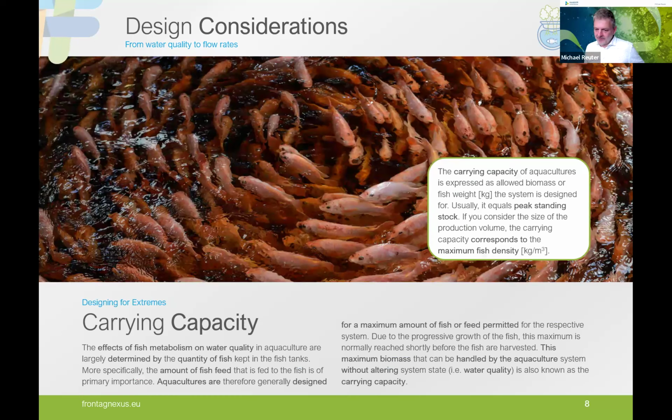One of the main characteristics of an aquaculture system is the so-called carrying capacity. This is the maximal biomass that can be supported by the system. Normally this is expressed in kilograms for the total system. And if we consider the production volume of the system, we can break this down into a kilogram per cubic meter value. And this normally corresponds to the maximum fish density that the system will be able to carry.